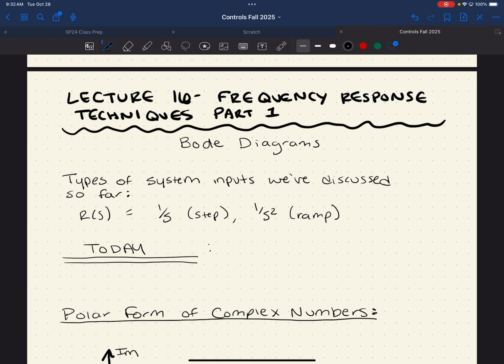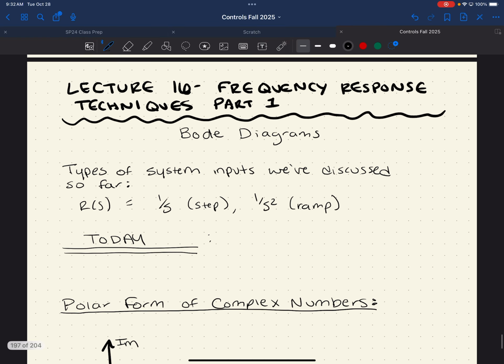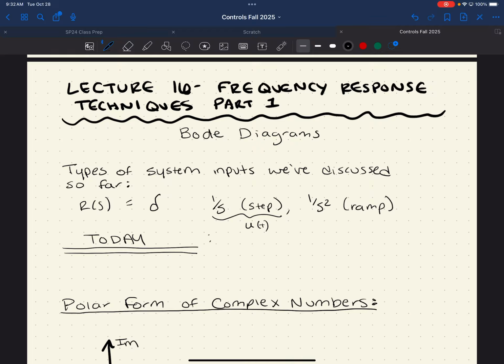So far, the types of system inputs that we've discussed have been things like an impulse, where we had a Dirac delta. We talked about a unit step, which of course was U of t, and we've talked about a ramp input. Okay, so these are all inputs that are somewhat discrete in a sense. Like after the input has changed its value, it's not really going to change it again.